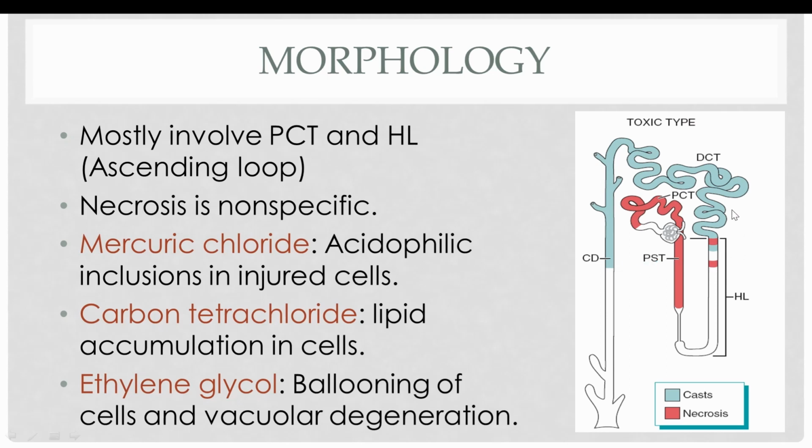The situation in the distal convoluted tubule and collecting duct is similar to the ischemic type of injury, which means they are filled with hyaline casts composed of Tamm-Horsfall proteins.